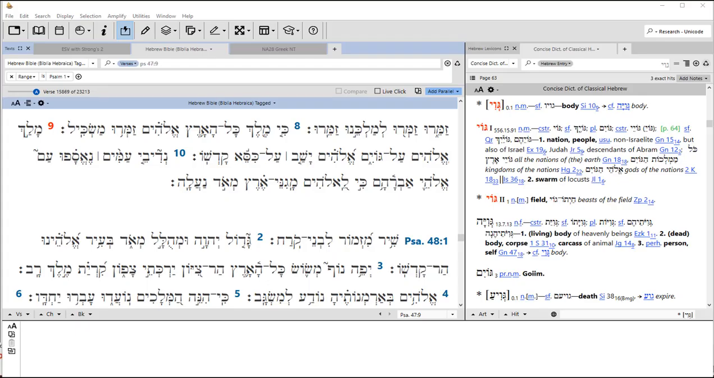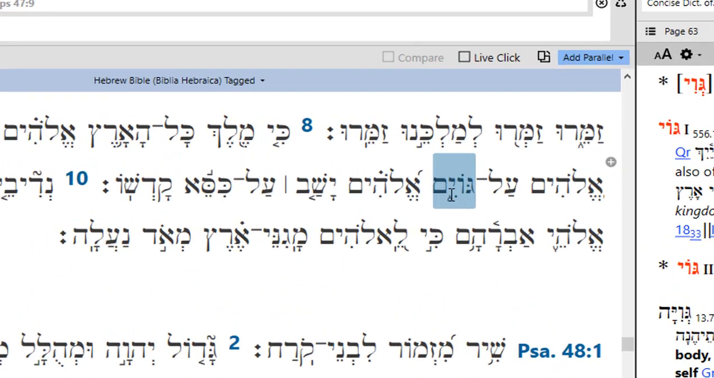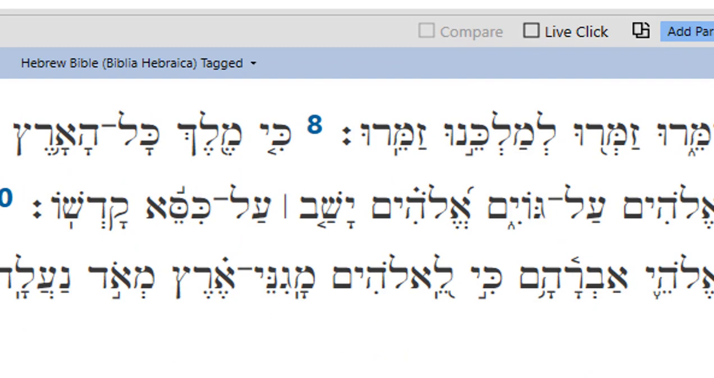Let's check one other thing here in Psalm 47:9. Here we have the word goyim, and underneath that word you see a little sign called an atnach, which is like a caret sign, and it is a hard pause. And so there is indeed a pause in this sentence between goyim and the next word, Elohim.